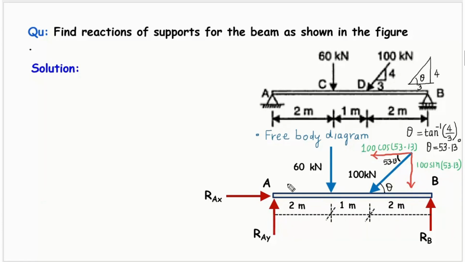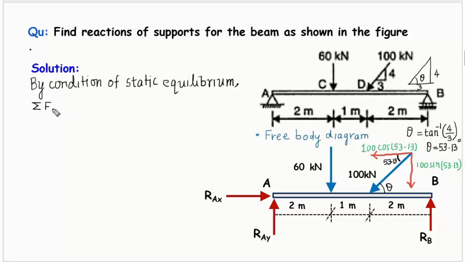To find the support reactions, I am going to use the conditions of equilibrium. We know that the conditions of static equilibrium are: the summation of forces in the horizontal direction is 0, which means all horizontal forces are balanced; the summation of forces in the vertical direction equals 0; and the summation of moments of forces about any point on the beam equals 0. I can take point A just for simplicity. So these three conditions I am going to use.